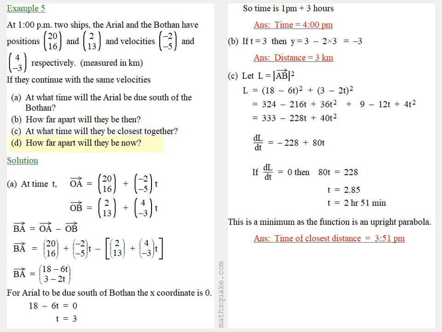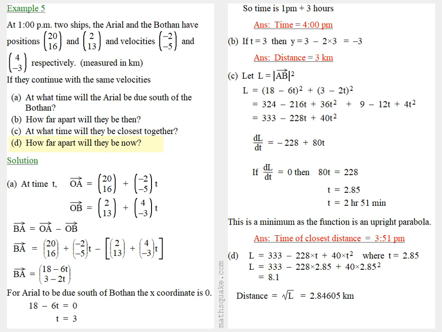In part D, they ask how far apart will they be now? Well, we have L equals 333 - 228t + 40t², where t is equal to 2.85. So we have L is equal to 333 minus 228 times 2.85 plus 40 times 2.85 squared, which works out to be 8.1. Now the distance is the square root of L, so that's equal to 2.84605, so rounding it off, the closest distance is 2.85 kilometres.